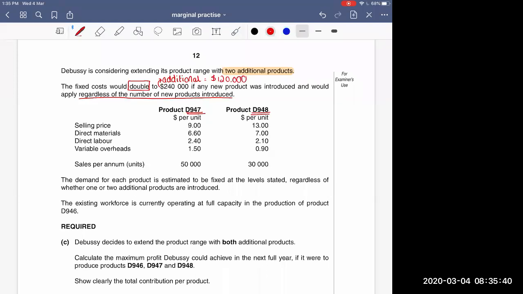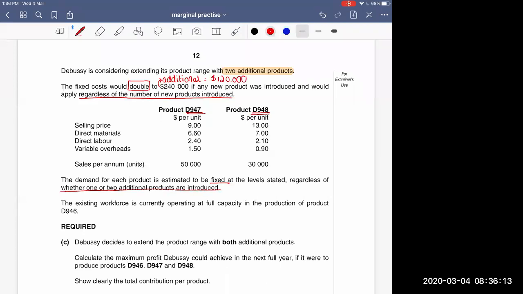Selling price, material, labor, variable, overhead, sales and units. The demand for each product is estimated to be fixed. Hamare 946 ki demand kitni thi? That was 200,000. 947 ki demand 50,000. 948 ki demand 30,000. And regardless of whether one or two additional products are introduced. Main 946 ke saath sirf 947 banau. Main 946 ke saath 947, 948 dono nae products introduce karu. My demand will not be affected. Meri demand mein change take place nahi hoga.